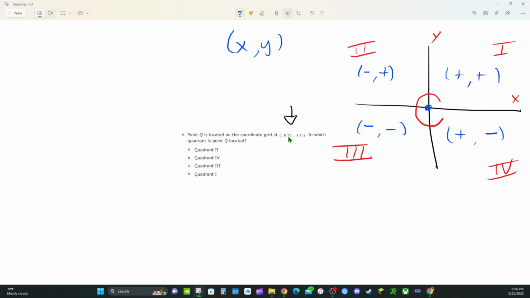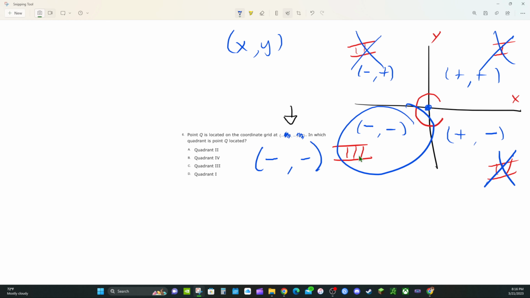So now, when I look at this number, these numbers don't matter. What matters is the signs. And I see a negative and then I see a negative. So I'm going to see where I see two negatives. Positive, positive, not one. Negative, positive, not two. Positive, negative, not four. And then I see negative, negative, which is quadrant number three.